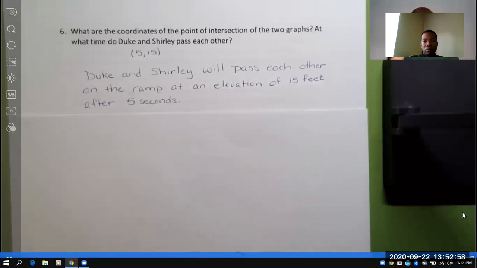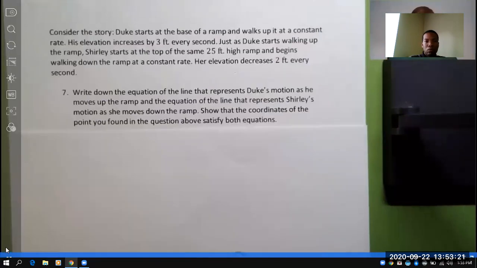Are you thinking that Duke and Shirley will pass each other on the ramp at an elevation of 15 feet after 5 seconds? I think that you're correct. I think that they both spent 5 seconds and they would be on the ramp at 15 feet. Shirley coming down the ramp and Duke going up the ramp. Let's take a look at number 7.